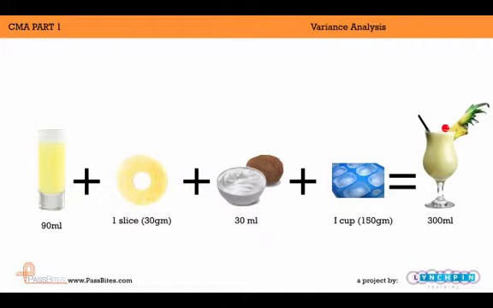In this recipe, some of the ingredients are expensive, others are cheap. For example, if in the recipe I increase ice, the final product of pina colada would be cheaper. If I put less ice and more coconut cream or pineapple juice, this will increase the cost of making 300 milliliters of pina colada.